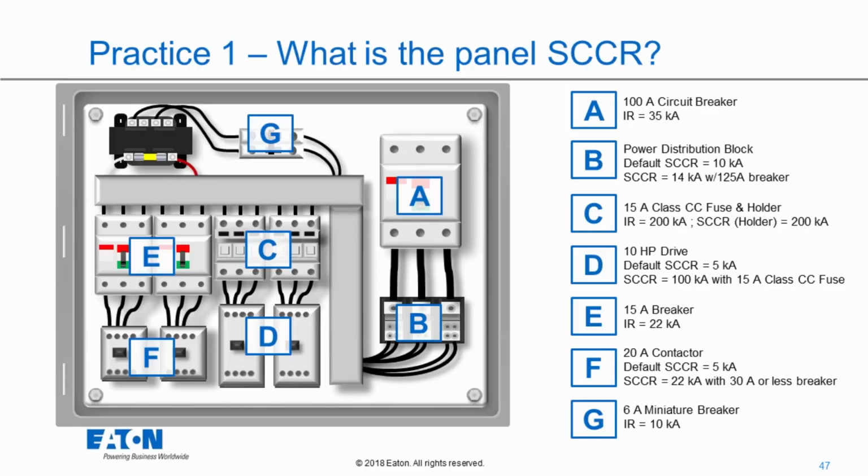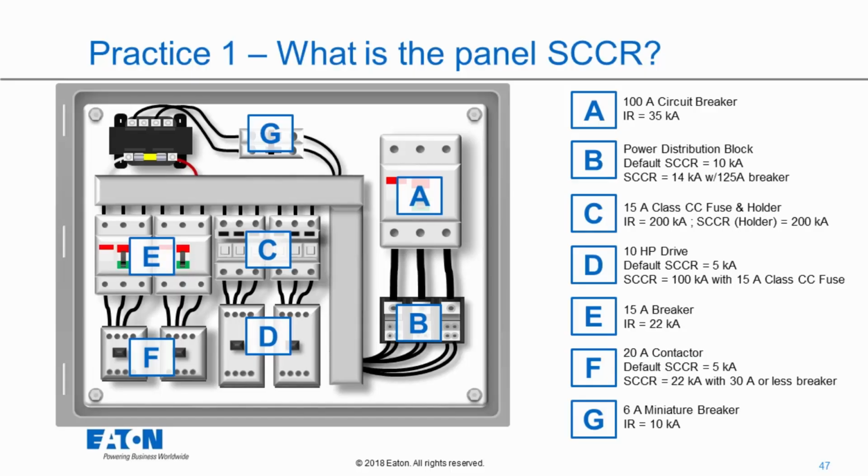It's feeding a branch CD, which is a 15 amp Class DC fuse and holder with an interrupting rating of 200 kA, and the SCCR of the holder is 200 kA. It feeds a 10 horsepower drive with a default SCCR of 5 kA, or a short circuit current rating of 100 kA with a 15 amp Class DC fuse.